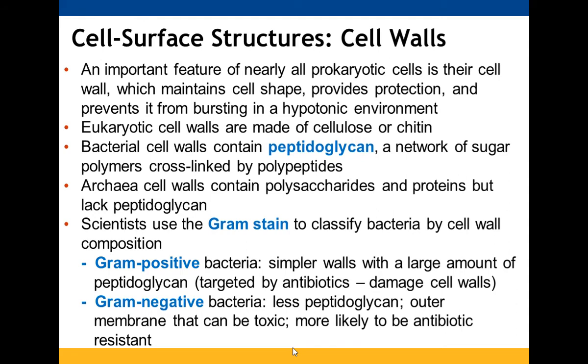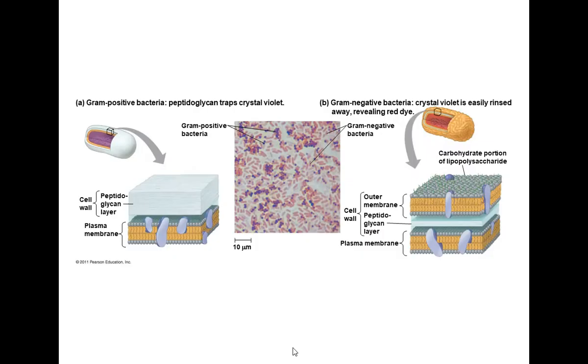And so a gram stain can be used to distinguish between bacteria based on their cell walls. I'll show you a picture that more clearly shows this. Gram-positive bacteria will have lots of peptidoglycan in them, and those are the ones that antibiotics are able to help get rid of. While gram-negative bacteria don't have as much peptidoglycan, and they are more resistant to antibiotics as a result. So there's an example. The one on the left is the gram-positive. The one on the right is the gram-negative.